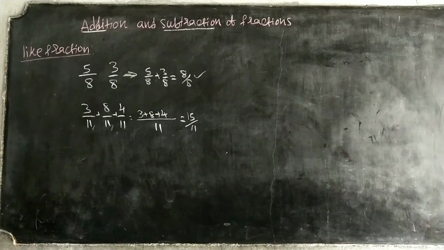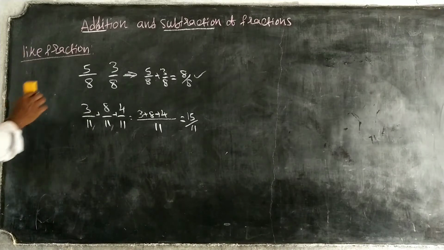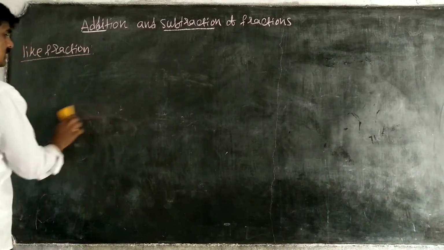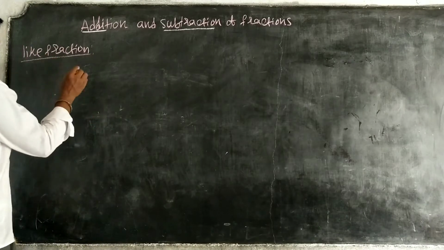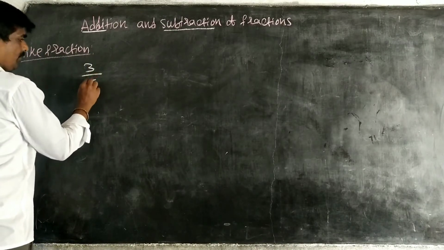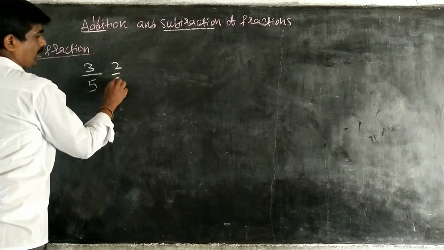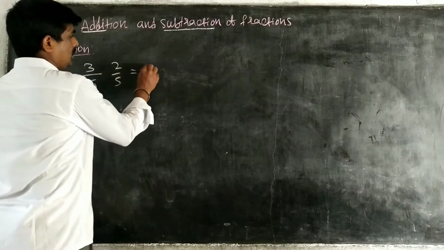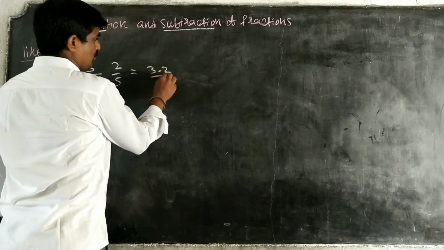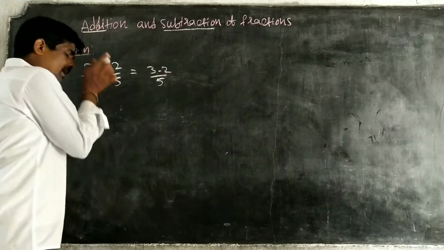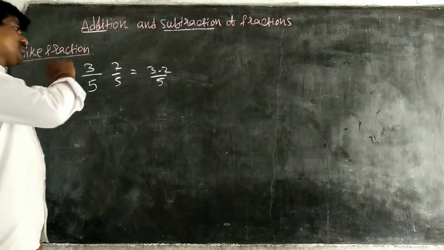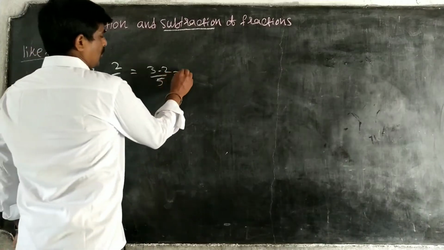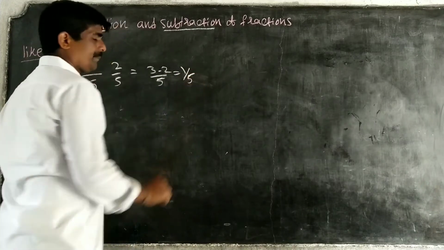Okay. Next, like fractions, subtraction. For example, 3 by 5 and 2 by 5. We are doing subtraction. Simple: 3 minus 2 by 5. So whenever denominators are equal, whatever operation we have to do, we do it on the numerators. 3 minus 2, 1 by 5.